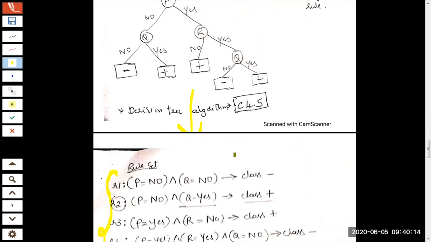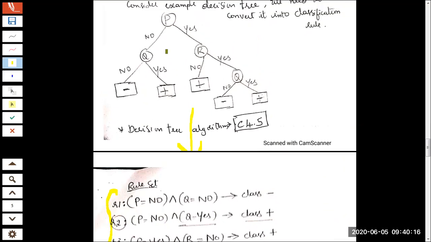So the first point here is, each and every branch will become a rule. That's it. For example, you can see starting from the root to the leaf node, this is my first branch. And this branch will become my first rule, R1. This is my first rule, R1. The same has been reflected, you can see here in this part.